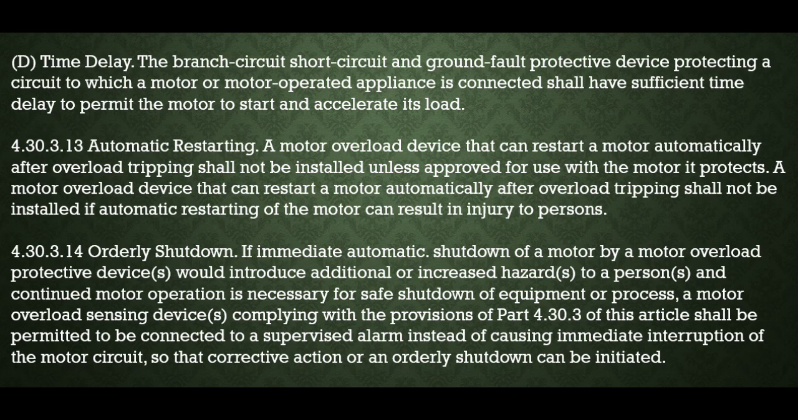And the branch circuit protective device must have a time delay allowing the motor to start and accelerate. Automatic motor restarting after overload tripping is only allowed if approved for the motor and if it won't cause injury. If immediate shutdown poses a hazard, a motor overload sensing device can connect to a supervised alarm to initiate corrective action or an orderly shutdown.